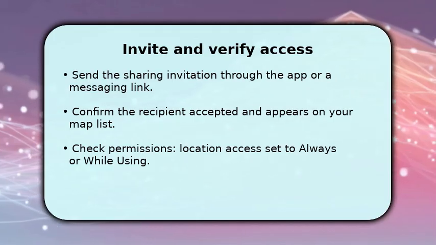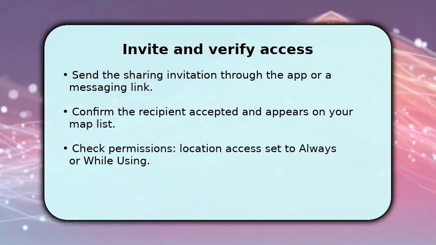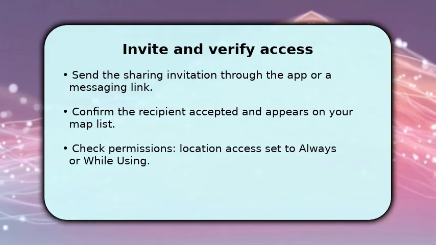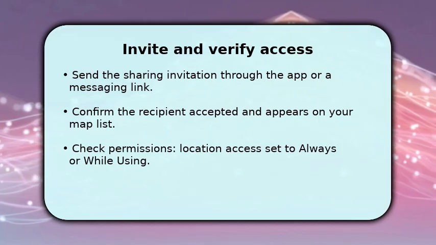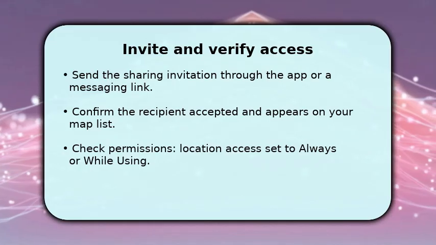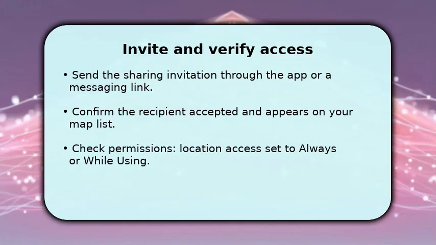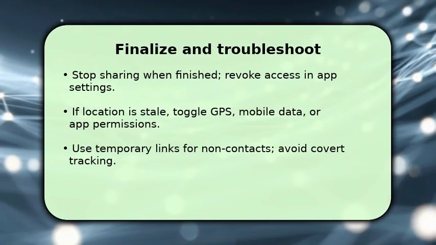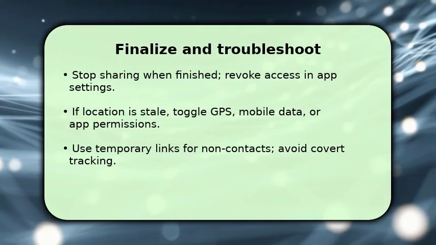On iOS, allow always. On Android, allow all the time or while using app as needed. Once visible, tap the person's icon to view battery level and accuracy indicators, which explain why the dot may jitter or lag. To finish, stop sharing from your app or ask the other person to stop.